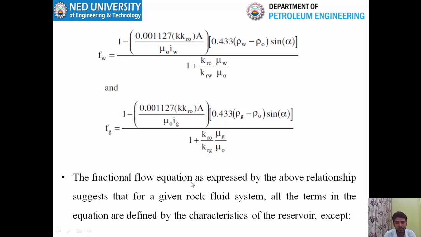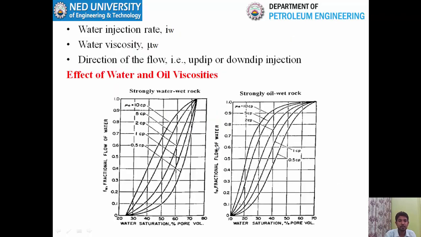In this equation, most of the things are related to the given rock fluid system. You cannot play with absolute permeability, you cannot play with relative permeabilities, many times you cannot play with the oil densities. So the majority of the terms are related to a given rock fluid system which we cannot change. But the things we can change in this equation are water injection rate, water viscosity, and the direction of the flow, which is up dip or down dip condition.